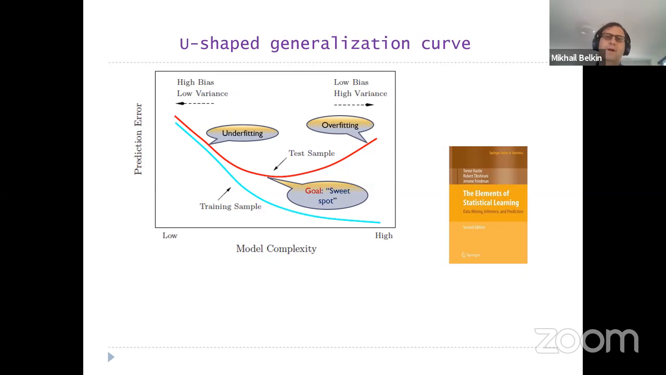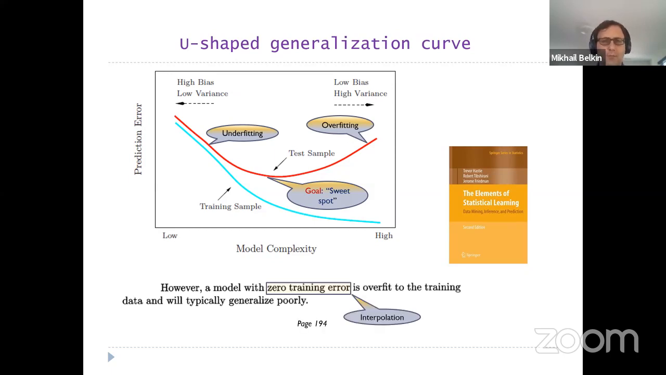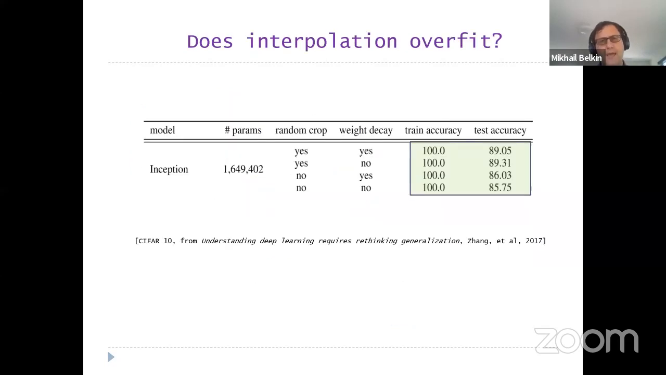And a kind of corollary to this is that the model with zero training error will generalize poorly. The model with zero training error is on the right end of this diagram. We call it interpolation, just for future use. Mathematically, it fits the data exactly. But very recently, actually, the evidence for this is much older than that, but I think recently it became much more clear that this story has some problems.